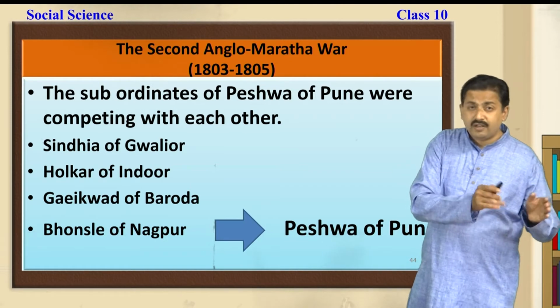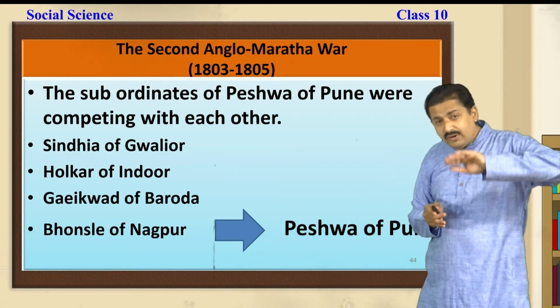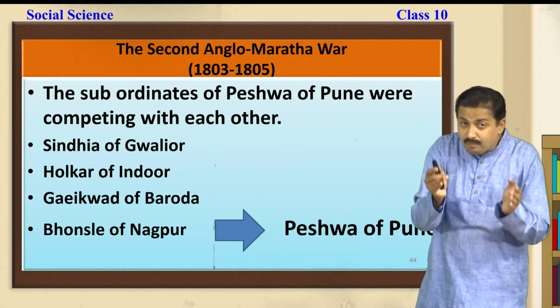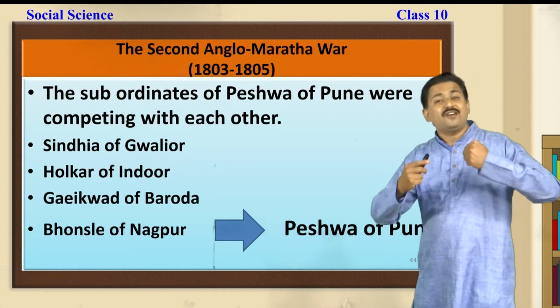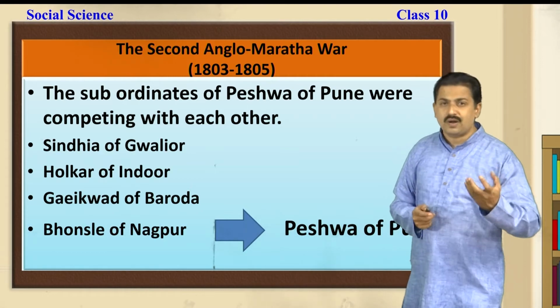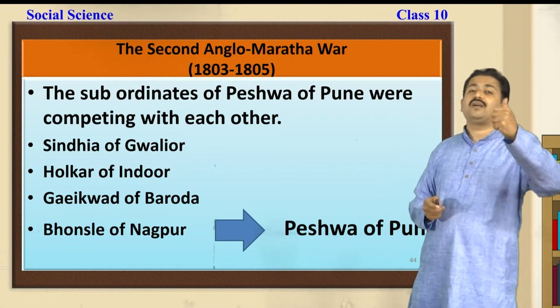Till Nana Fadnavis, everything was in good condition in the Maratha Confederacy. After the death of the Maratha leader Nana Fadnavis, the subordinates who had to be obedient to the Peshwa started fighting among themselves. Each one tried to become Peshwa. Each had a desire to lead the entire Maratha kingdom.